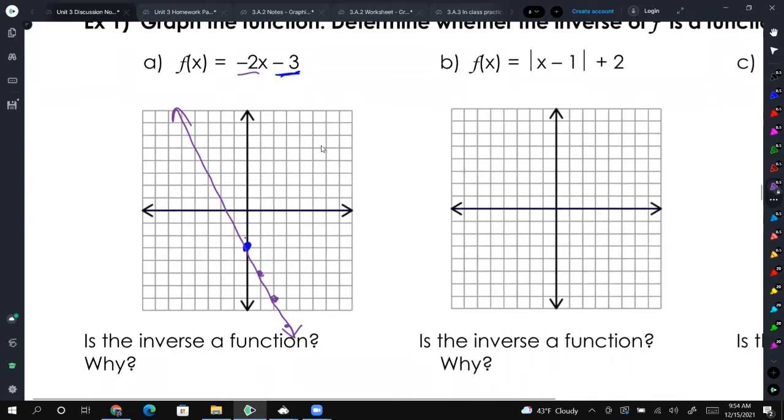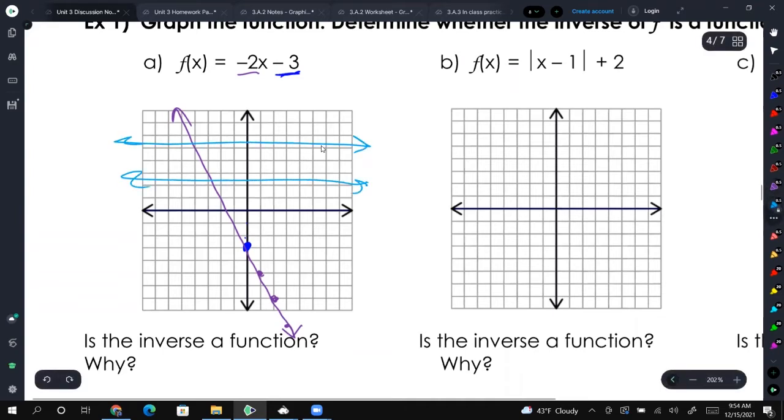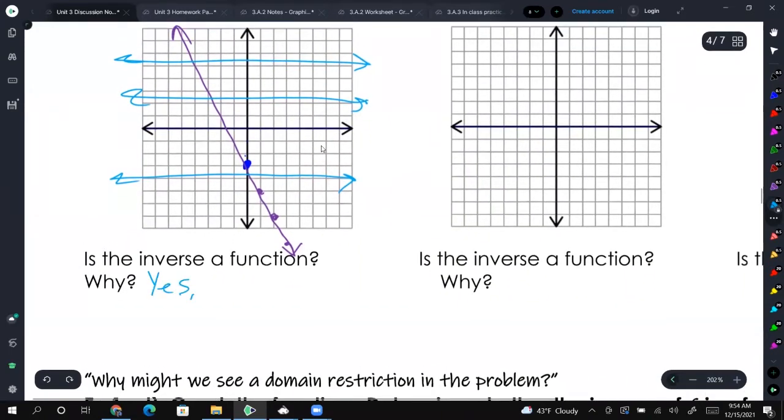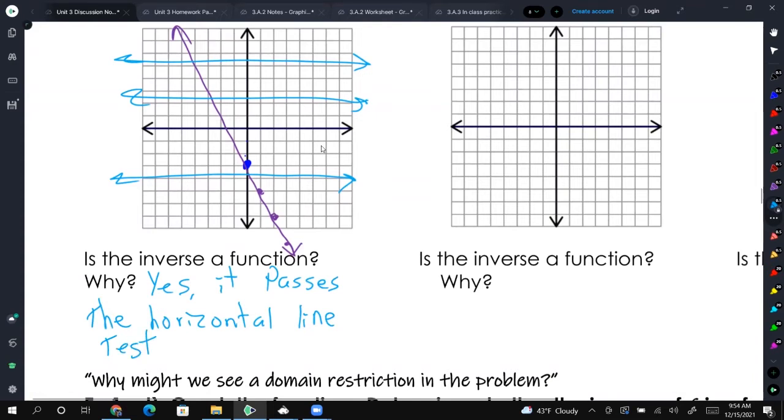Well, does this pass the horizontal line test? Yes, it does. There doesn't exist any horizontal line that I could draw that would touch this more than once. So yes, it passes the horizontal line test. So the inverse is a function.